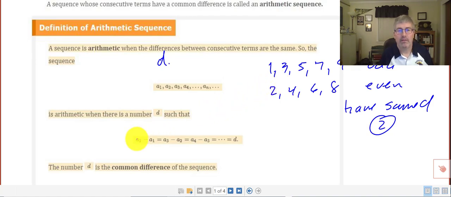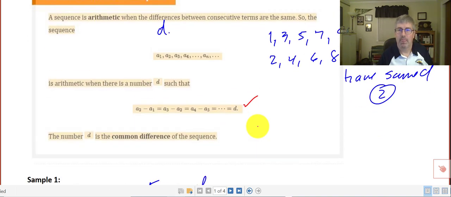a sub 2 minus a sub 1 equals a sub 3 minus a sub 2. So we're saying if we subtract the first term from the second, it's the same as subtracting the second from the third, and we get our common difference of d. In fact, our sequence here for the odd integers, if I'm not mistaken, might be 2n minus 1, where this is just simply 2n.